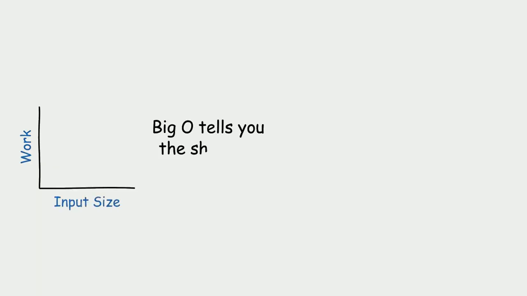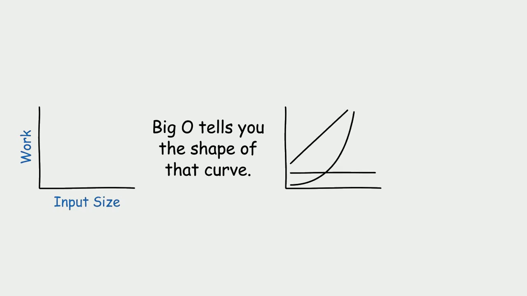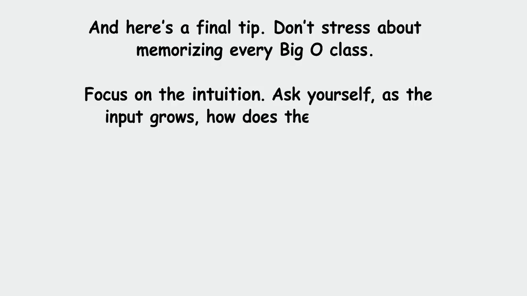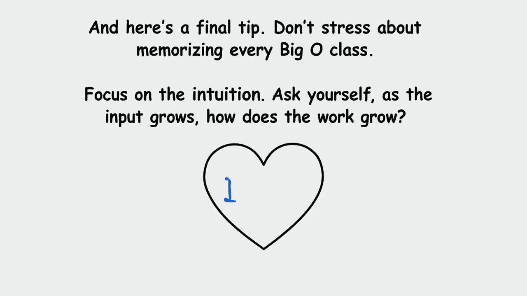Picture a graph with input size on the x-axis and work on the y-axis. Big O tells you the shape of that curve. Is it a straight line? A curve that shoots up? A flat line? That's what you're learning to recognize. And here's a final tip. Don't stress about memorizing every Big O class. Focus on the intuition. Ask yourself, as the input grows, how does the work grow? That's the heart of Big O.